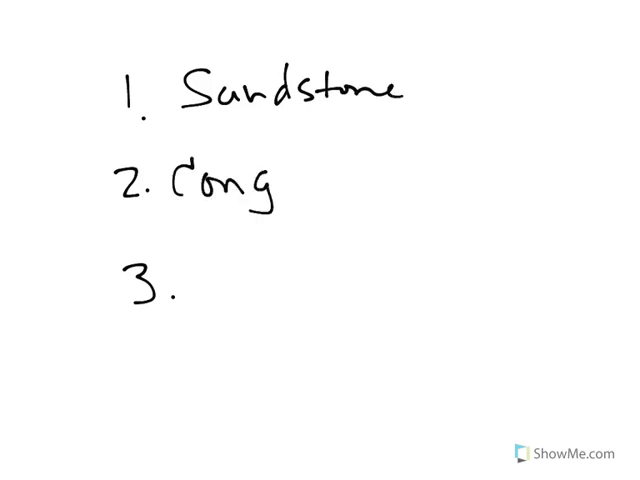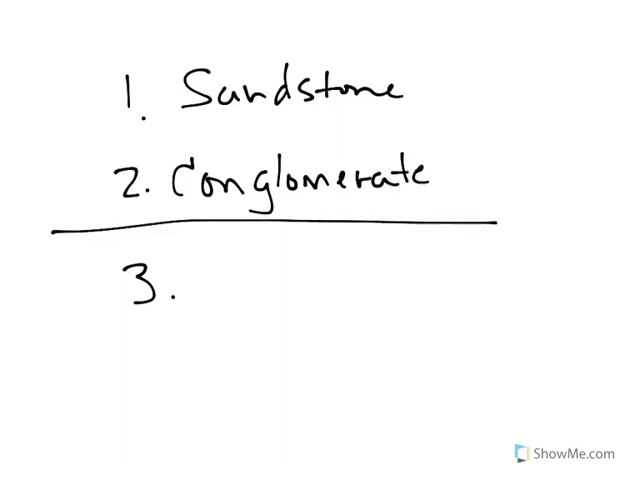So now let's take a look at what we see in the Keweenan sequence. We see three types of rocks in the Keweenan sequence. The first is a sandstone. The second is a conglomerate. Let's talk about these for a second. Sandstone and conglomerates. What rock types are these? Hopefully you're thinking sedimentary. If you did, that was correct.